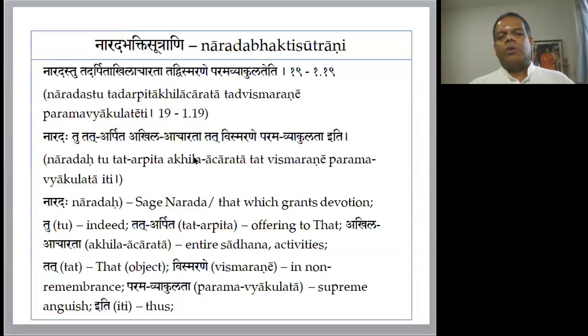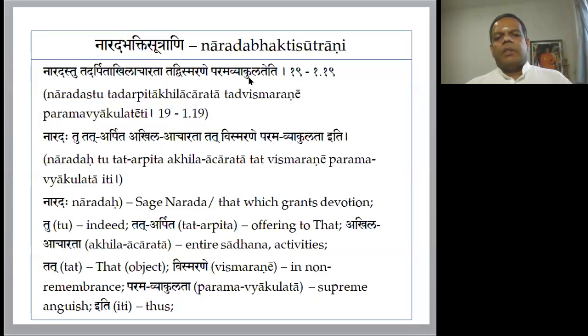Then the next one is also a compound word, akhila and acharata. There the la and a becomes la. So akhila and acharata becomes akhilacharata. So that's also similar. It becomes a longer vowel. Then we take the next word, which is tad vismarane, made up of two words, tat and vismarane. Here also t becomes d, which is the third letter in the ta varga. So that's how tat vismarane becomes tad vismarane.